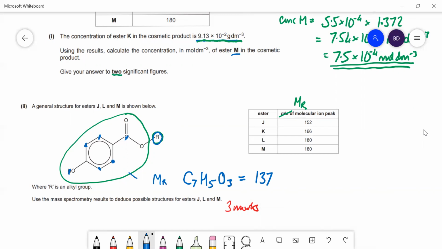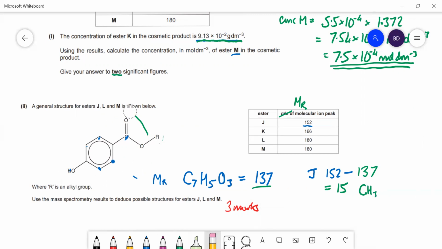Now we've got to find out for J, L, and M. So let's do it for J first of all. Well, the total ester weighs 152. So how much does the R group weigh? Well, it's 152 minus this bit in green, which weighs 137, and that is equal to 15. So we know that the R group in J weighs 15, and the only thing that could really be is a CH3 group. So compound J has an R group of CH3. That's the only thing it could be. Yes, it's a methyl ester, an ester of methanol.